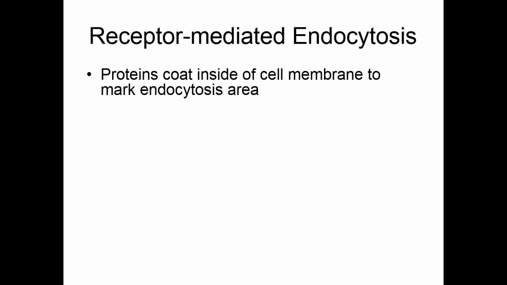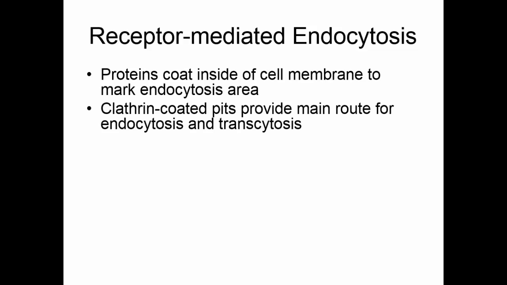For receptor-mediated endocytosis to work, there must be proteins that coat the inside of the cell membrane. This marks the area for endocytosis. These proteins make kind of a net on the other side of the membrane, and if you've ever gone fishing and thrown out the net and then drawn it back in, you know that you close it up into a bag. Well, that's sort of how these proteins work, like a net that closes off a bag that pinches off a piece of the cell membrane.